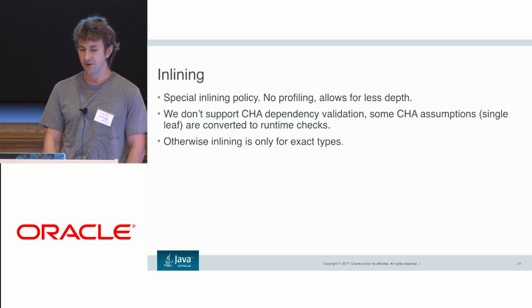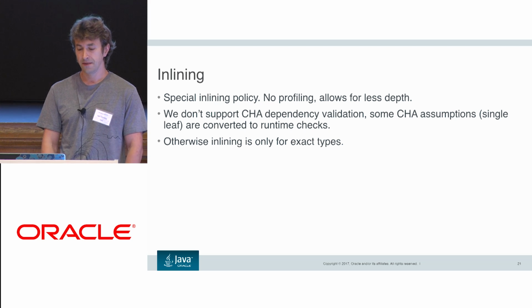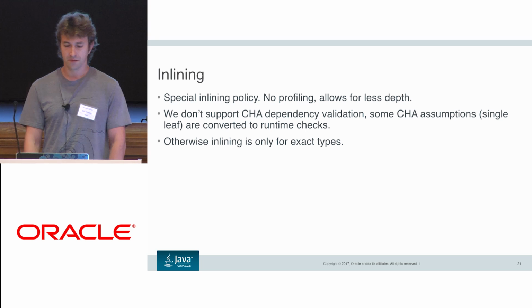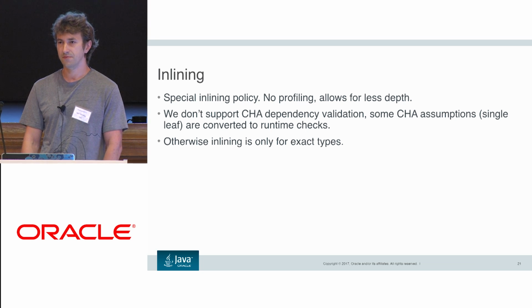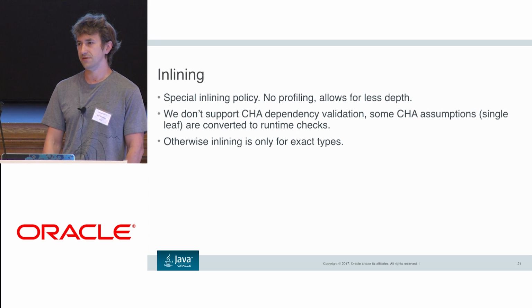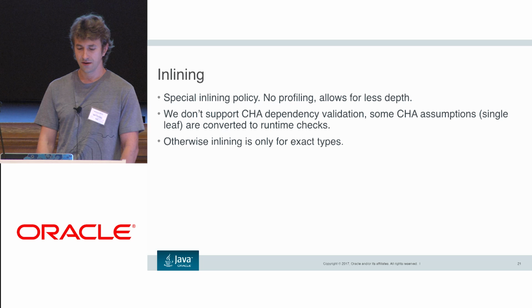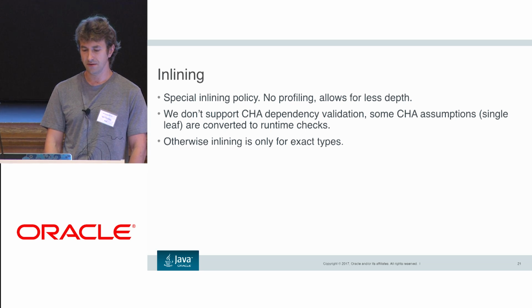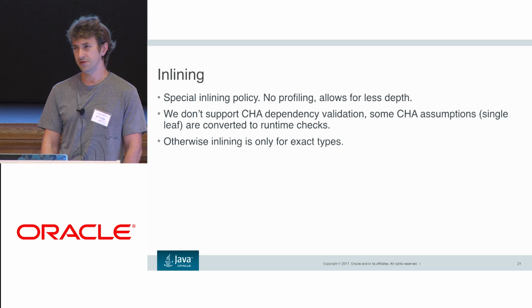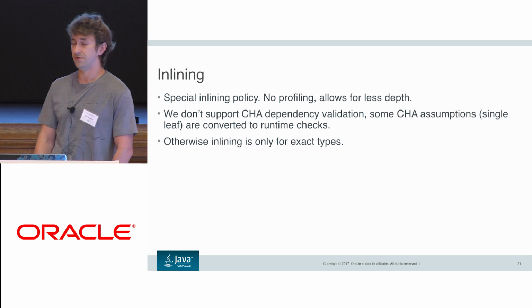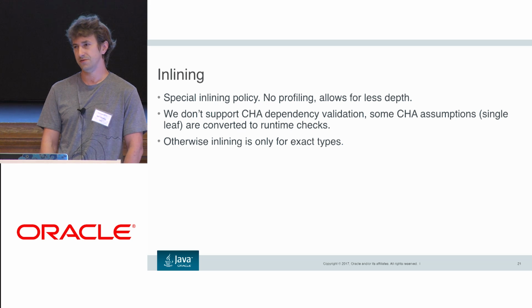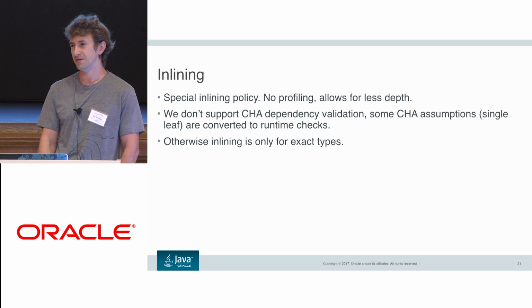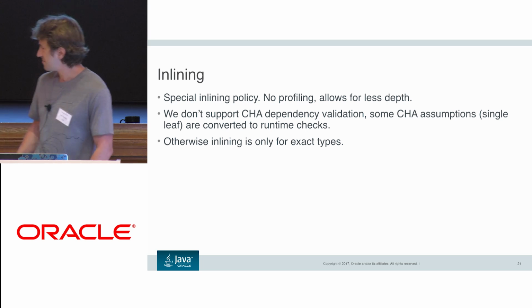Lastly, we had to adjust inlining policy a little bit. Graal's default inlining policy relies pretty heavily on profiling information, block frequencies in particular. And we haven't made AOT compiler to consume such profiling information yet. So we had to reduce the inlining depth and do other tweaking. We also don't record CHA information for AOT methods. So we replace some CHA inlining decisions with runtime checks. Otherwise, inlining only happens for exact types, which actually was a surprise for me that it covers about 80% of the cases. So it's reasonable. So that's all for Graal changes, Vladimir.